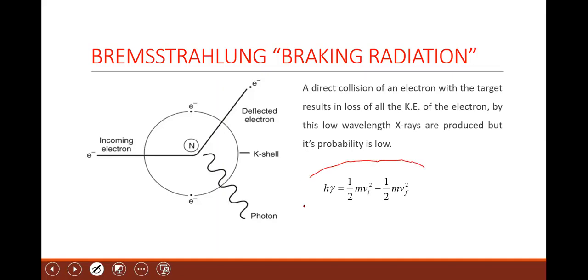Okay, see, I have given this equation. h nu equals the initial kinetic energy minus the final kinetic energy. Next, what is this? h nu is the energy of the X-rays. What is this here? Initial kinetic energy. And what is this here? Final kinetic energy.